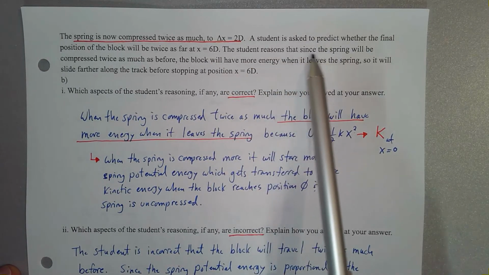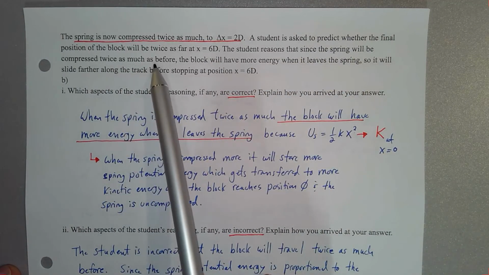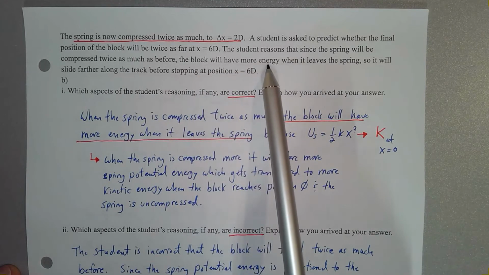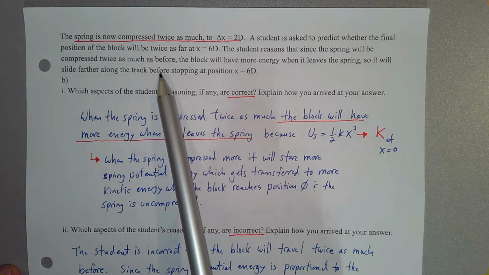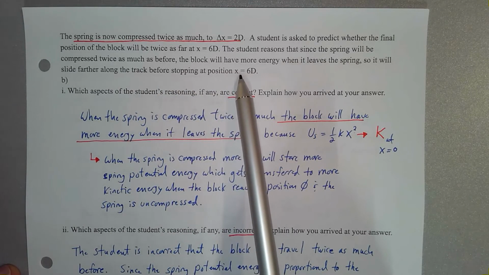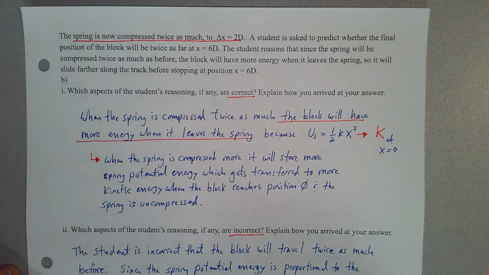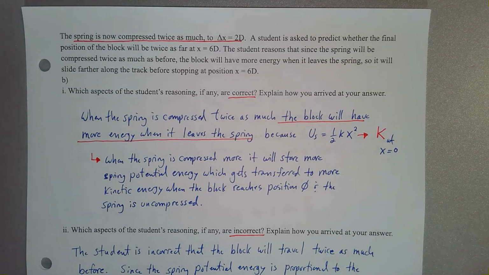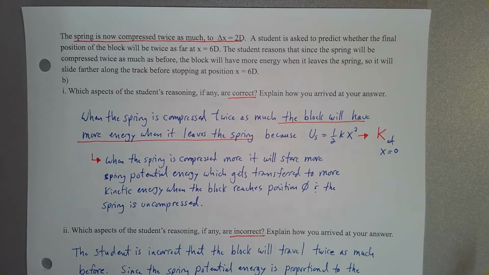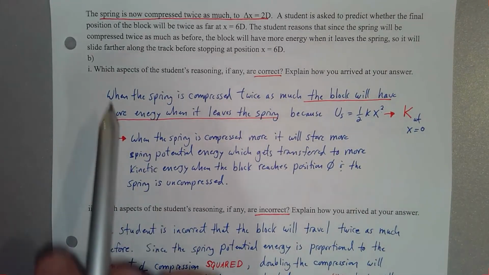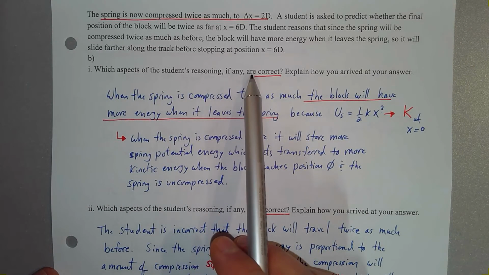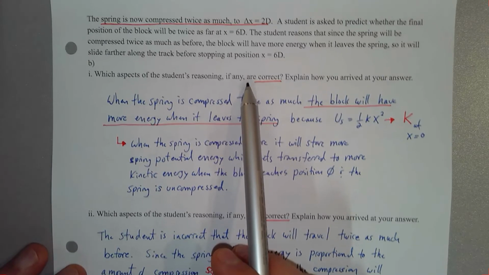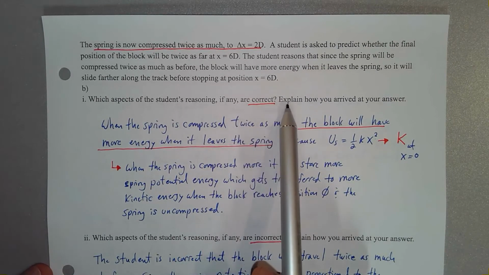The student reasons that since the spring will be compressed twice as much as before, the block will have more energy when it leaves the spring, so it will slide farther along the track before stopping at position x equals 6d. So in part B, we're thinking about what part of the student's reasoning is correct and what part of the student's reasoning is incorrect. So the first part asks, which aspects of the student's reasoning, if any, are correct. Doesn't mean there are correct ones. It's just, if there are, let's identify it and explain how you arrived at your answer.